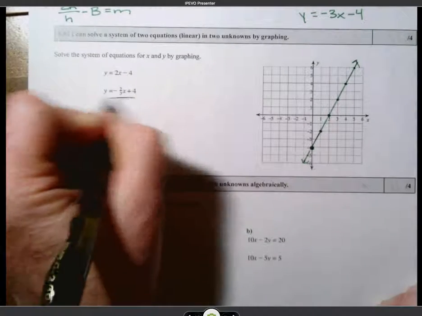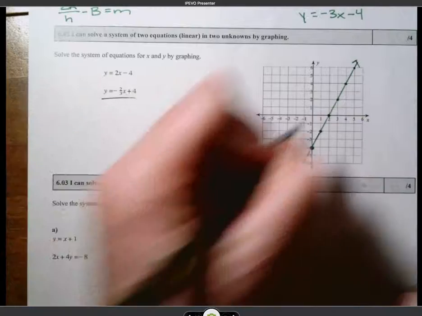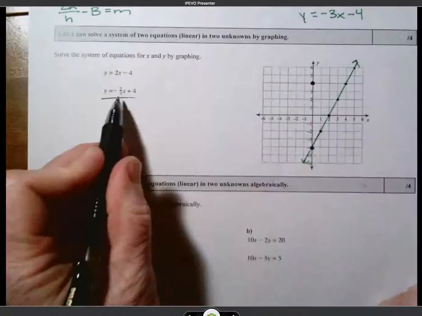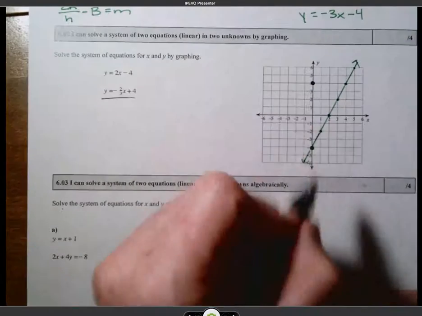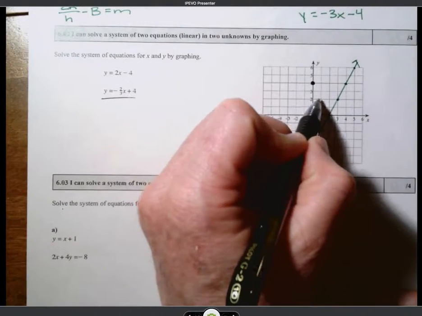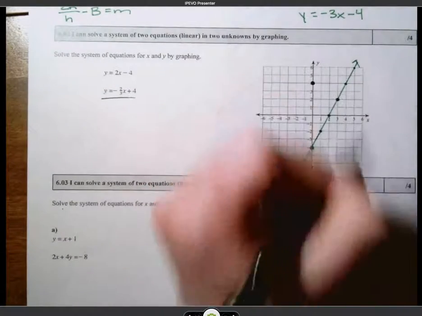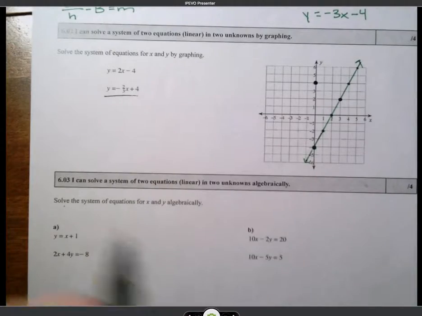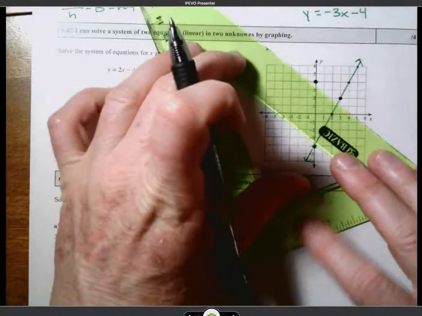So here I'm going to start at 4. Now this is a negative slope. So with a negative slope we're going to go down 2 over 3. Oh, look at that. I already know where they intersect. I was able to plot it right on there.